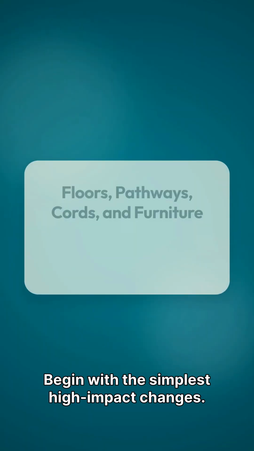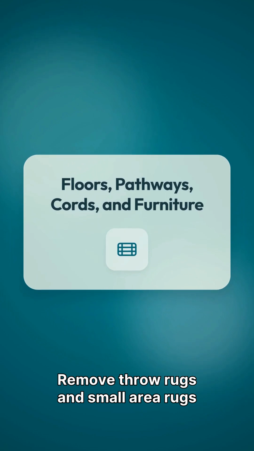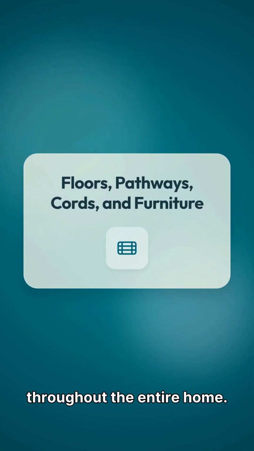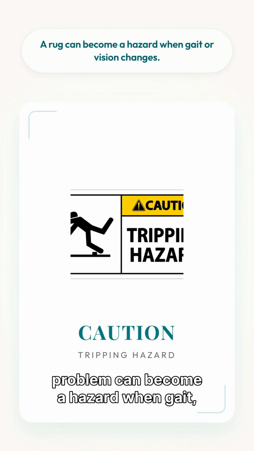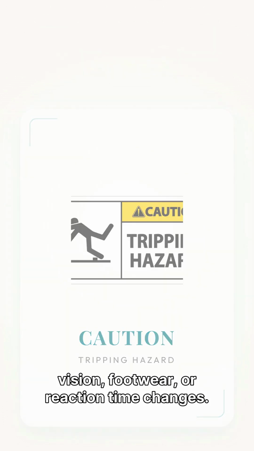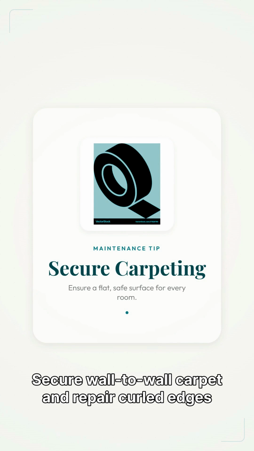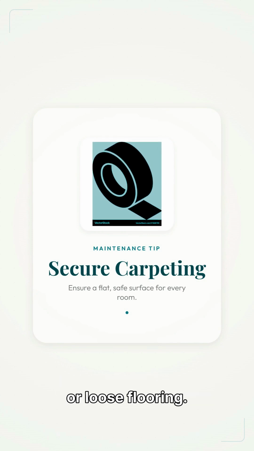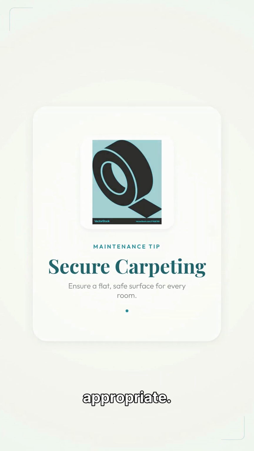Begin with the simplest high-impact changes. Remove throw rugs and small area rugs throughout the entire home. A rug that has never been a problem can become a hazard when gait, vision, footwear, or reaction time changes. Secure wall-to-wall carpet and repair curled edges or loose flooring. Use non-slip strips on slippery surfaces where appropriate.